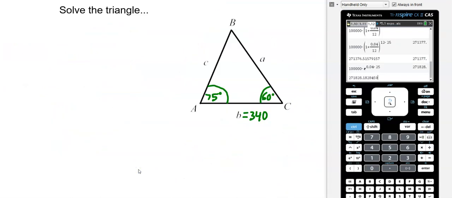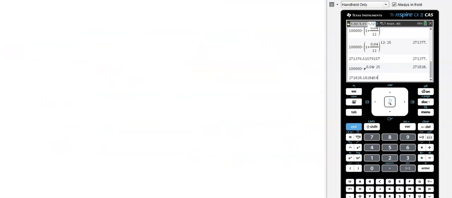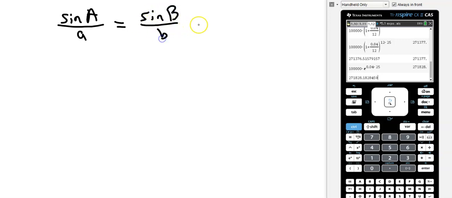Okay, so law of sines is, well, I guess I need to write down what the full law of sines is. So the law of sines, you do need to write this in your notes, is the sine of angle A over its opposite side, A, equals the sine of angle B over its opposite side, equals the sine of angle C over its opposite side.